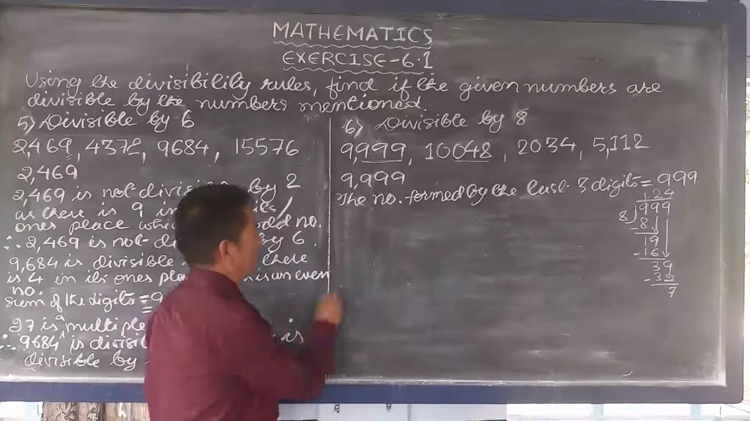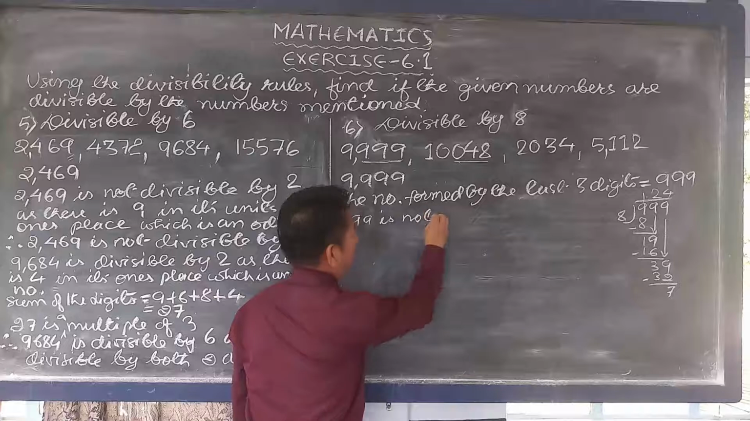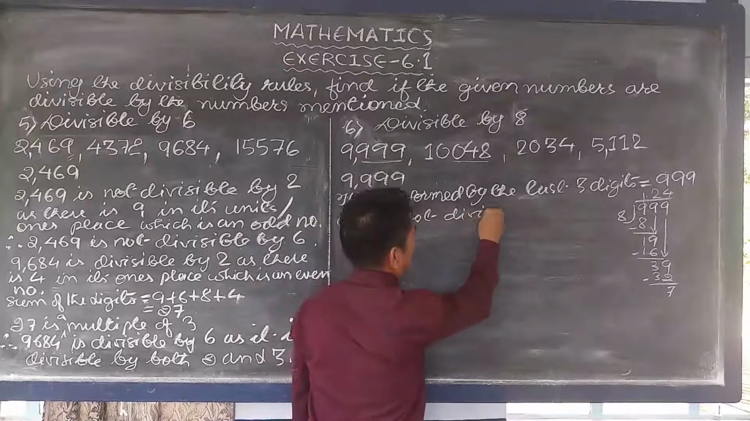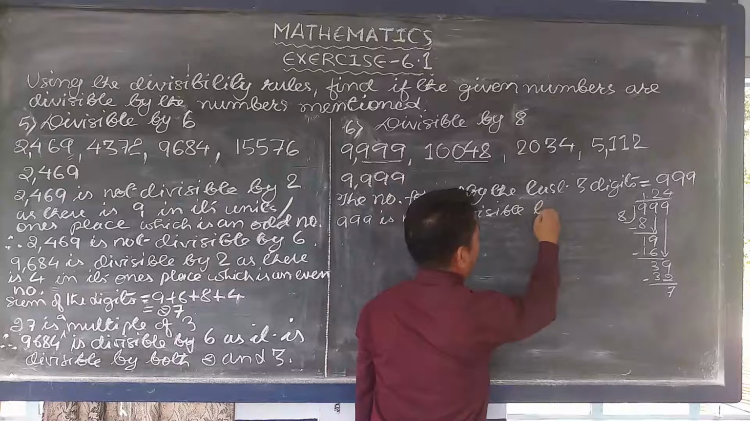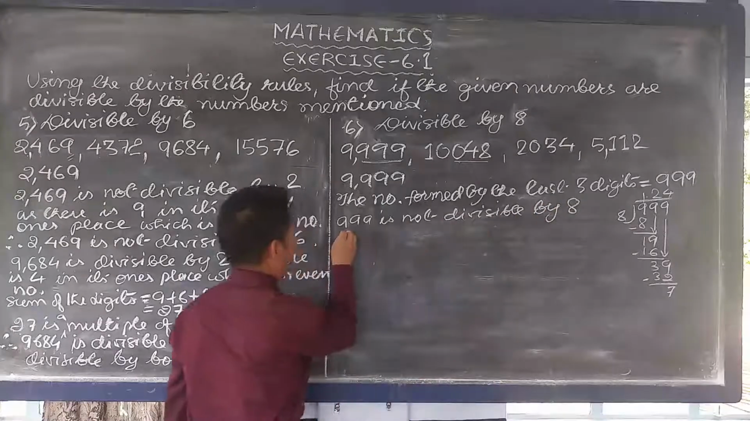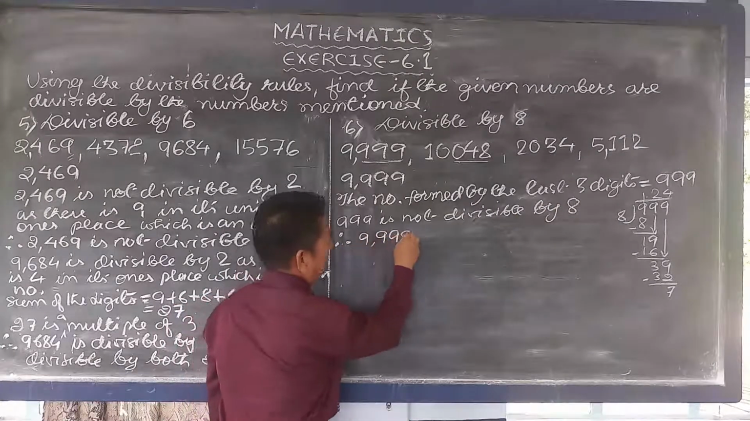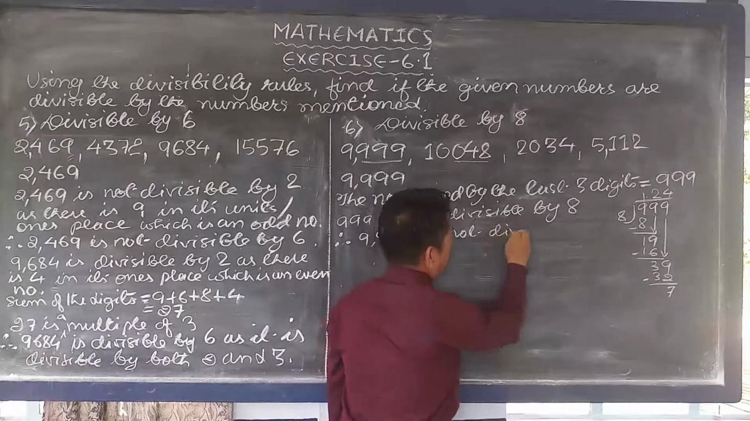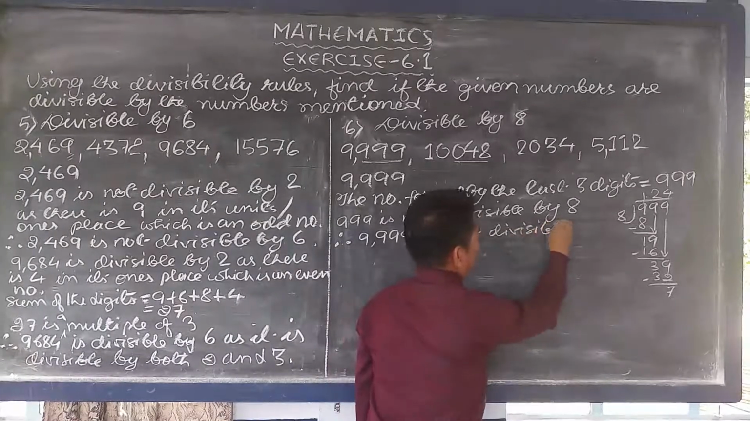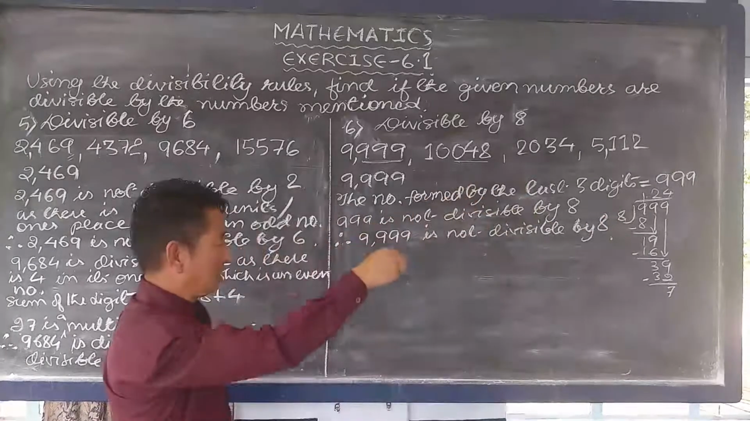So here 999 is not divisible by 8. Therefore 9999 is not divisible by 8. Last number I'll take here.